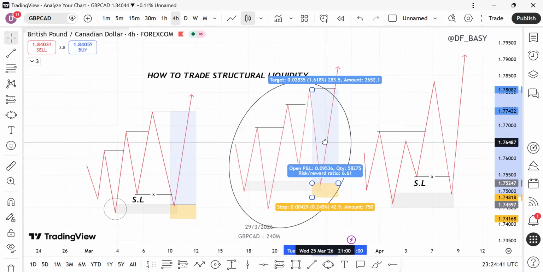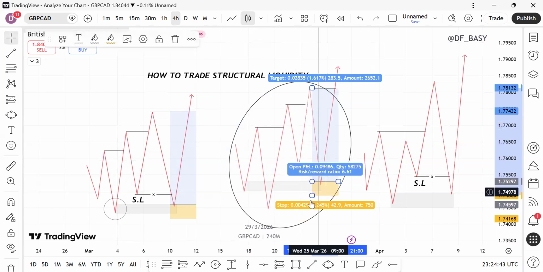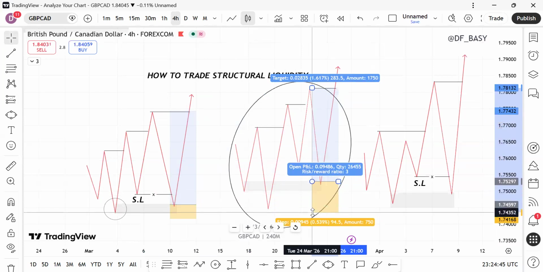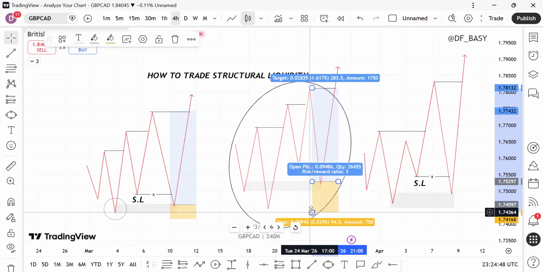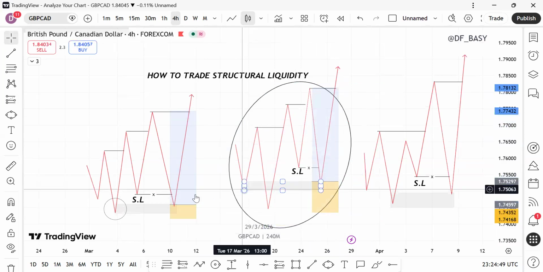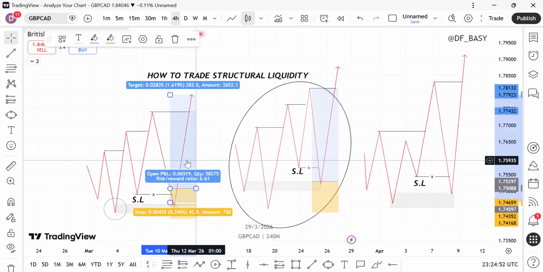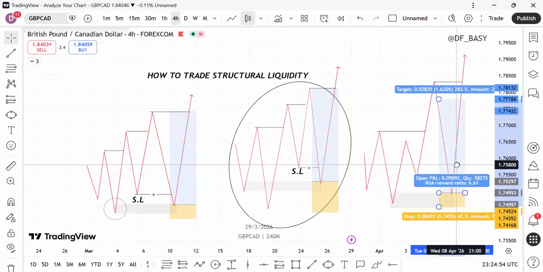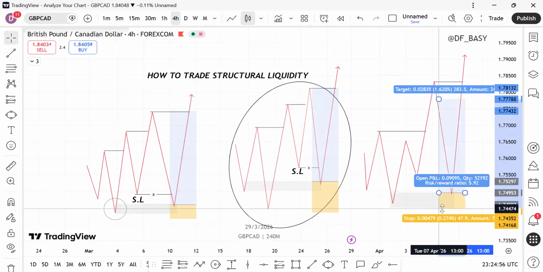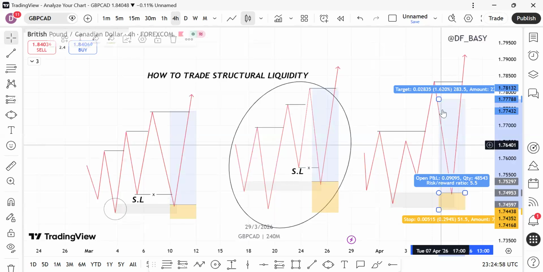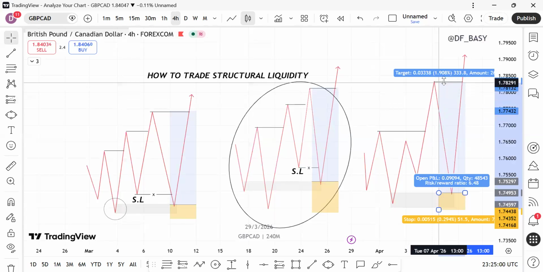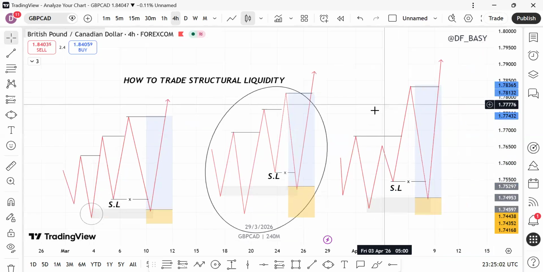But my SL in this QMR is below the QMR, to avoid being taken out early, then targeting the next break of structure. Here on the other block too, I'll be doing the same thing, except below the other block. And where will I be targeting? I'll be targeting the next break of structure.